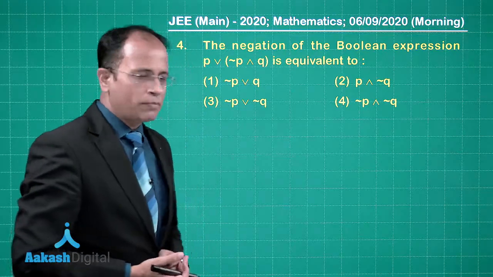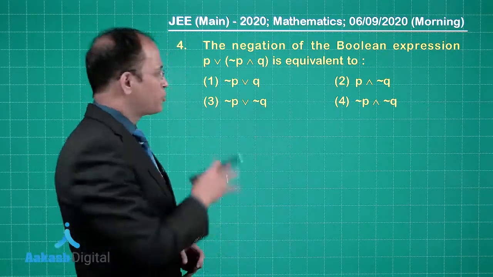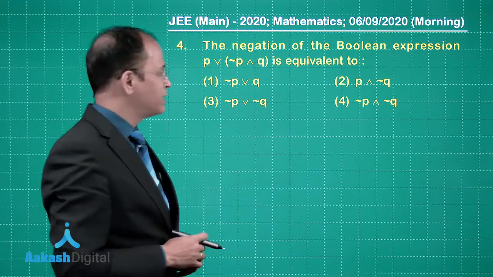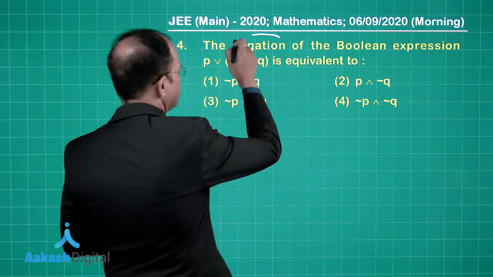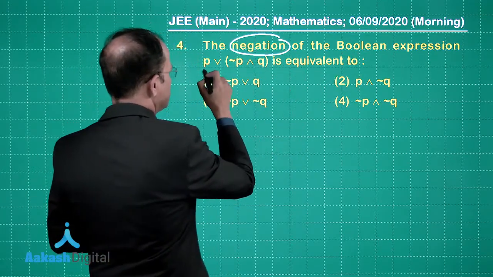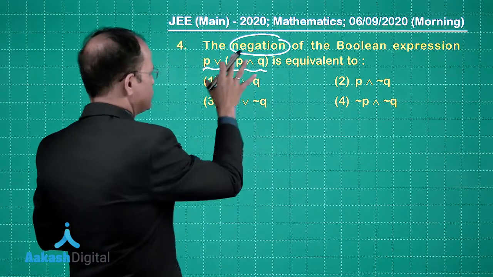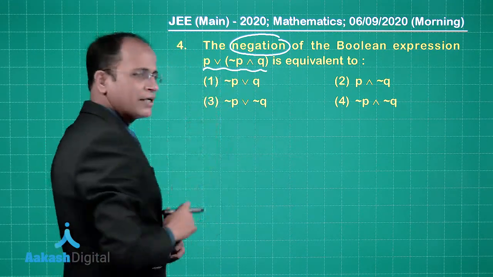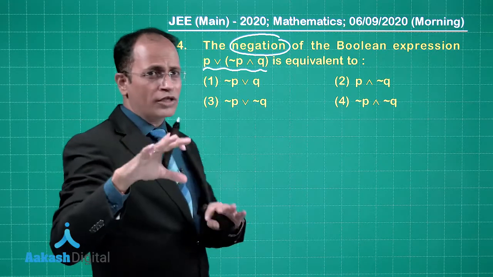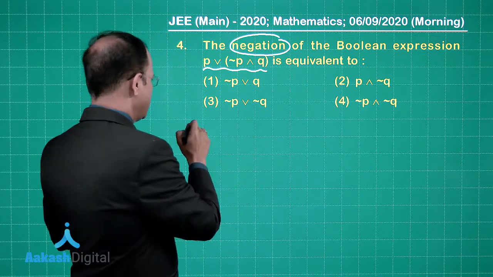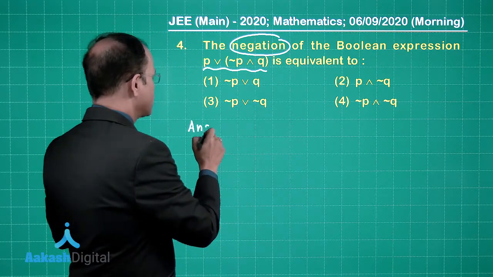Now friends, let's talk about question number 4. It is a problem which is based on mathematical reasoning. The negation of the Boolean expression needs to be found out. Yes, you can see here, it somewhat looks like De Morgan's law can be used. So that means the concept of De Morgan's law is used here.